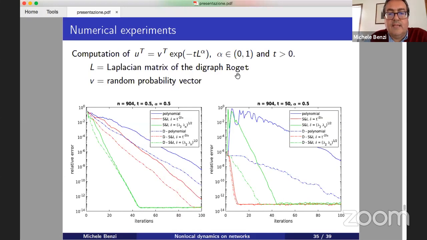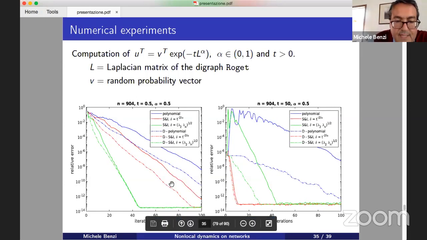Now let's move to a directed graph, so a non-symmetric problem, the Roget network. Now we use t equals 0.5 and t equals 50, and alpha again is 0.5. Again, we see that the polynomial methods are not as bad as earlier, perhaps, at least for small time. They do converge. There's a little bit better behavior with the Moret-Novati strategy for the shift-and-invert method. The choice of pole given by the square root of lambda 2 times lambda n gives the fastest convergence. Whether we remove the singularity or not doesn't make much difference.